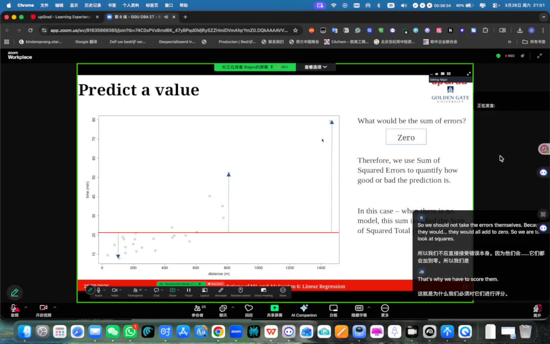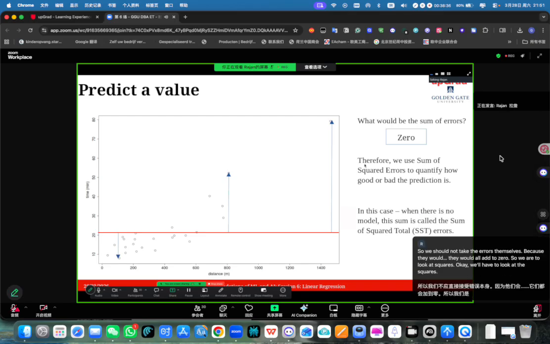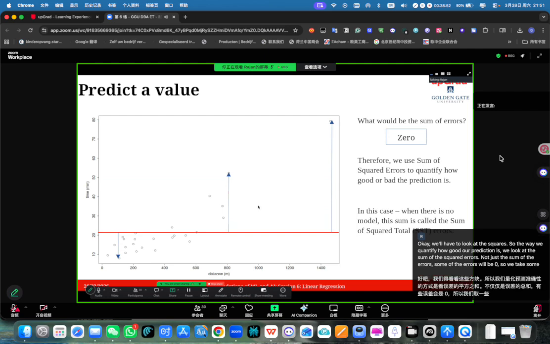Okay, we'll have to look at the squares. So the way we quantify how good our prediction is, we look at the sum of the squared errors. Not just the sum of the errors, because some of the errors will be 0. So we take the sum of the squared errors. Okay, and that's what we use.